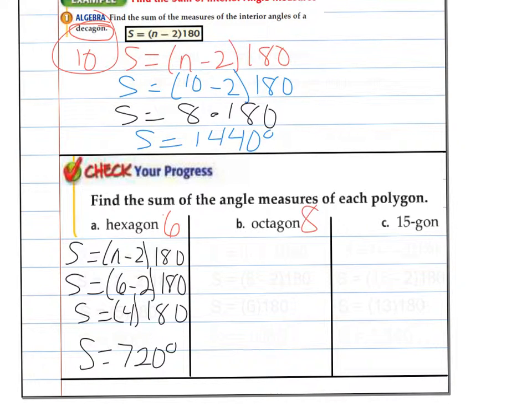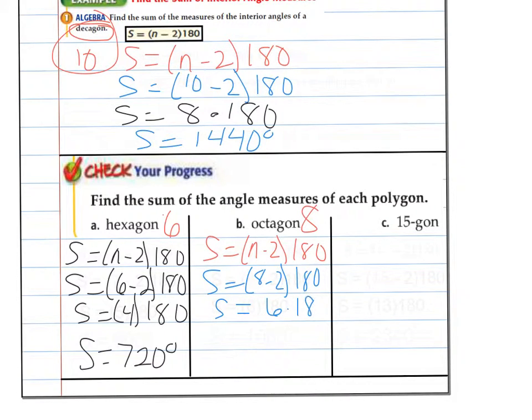Octagon is 8. Write our formula first. Plug in our number of sides. And subtract. Order of operations says I have to do inside parentheses first. Now I find out that the sum of the interior measures of an octagon is 1080 degrees. 15-gon, that's what they're called after 10, is just the number and then the gon. Writing my formula.